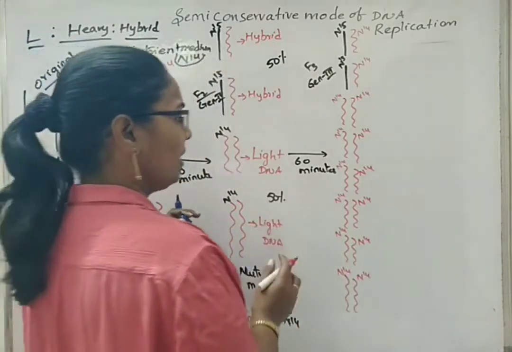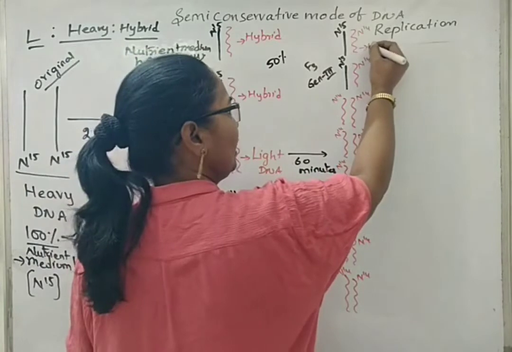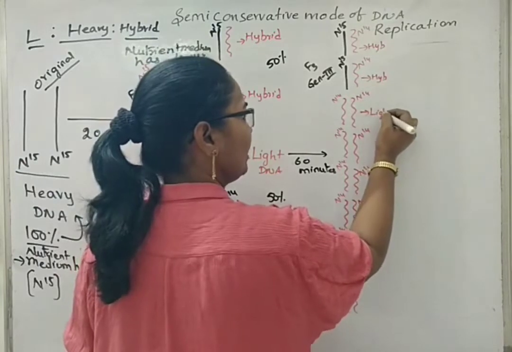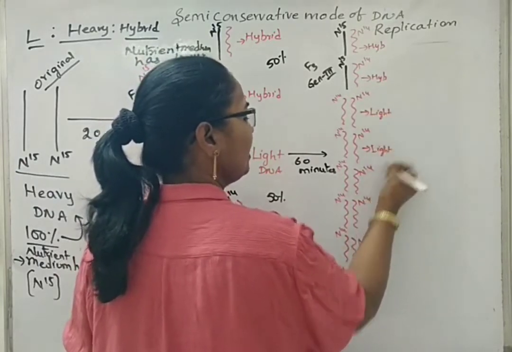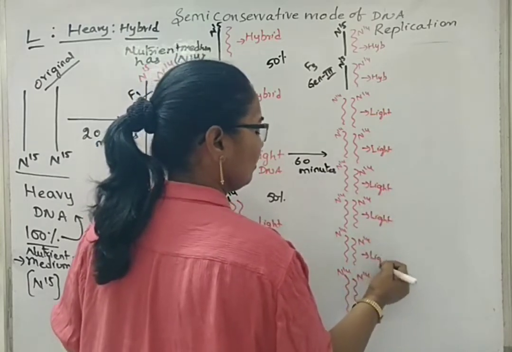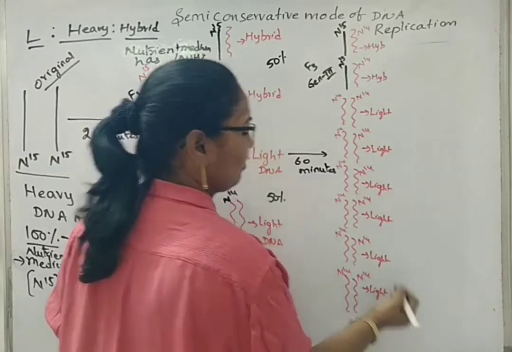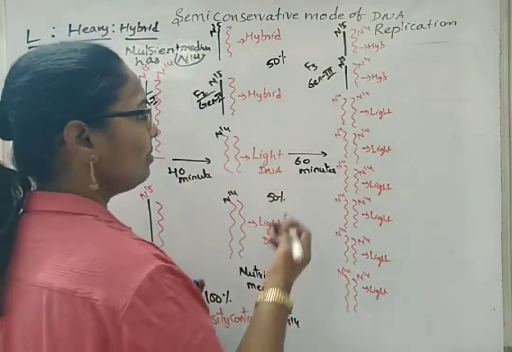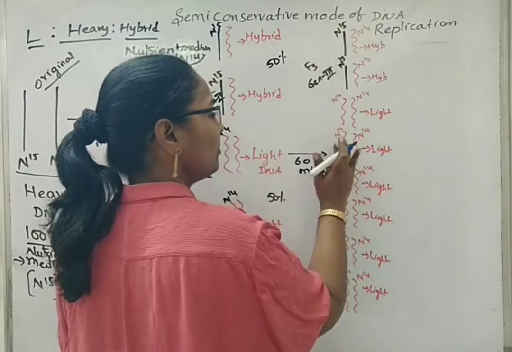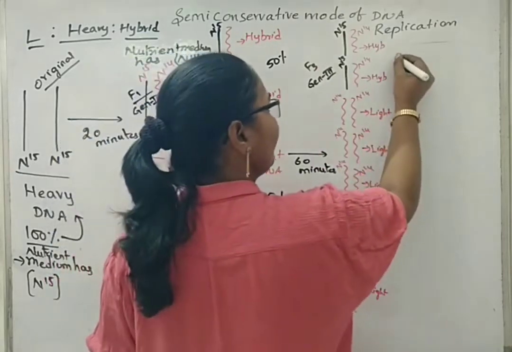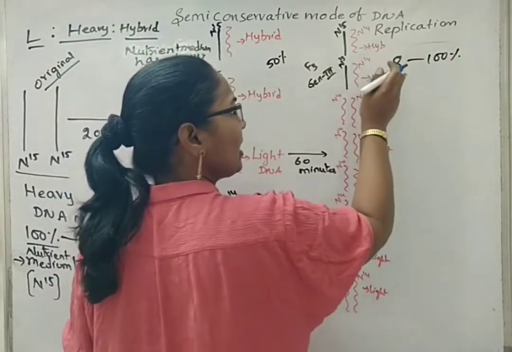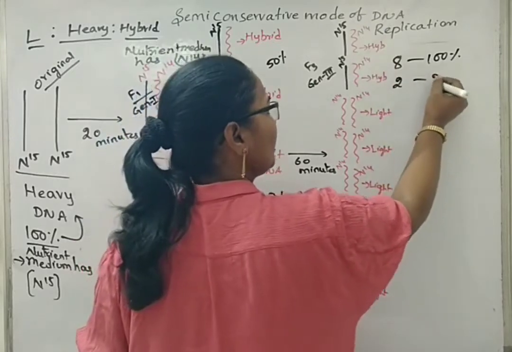So if we write the number and percentages, hybrid DNA is 2 in number. All the remaining are light DNA strands. If we take out from 100% of all these, how many strands are there in total? 1, 2, 3, 4, 5, 6, 7, 8. If 8 strands are considered as 100%, then how many hybrid strands are there? 1 and 2.